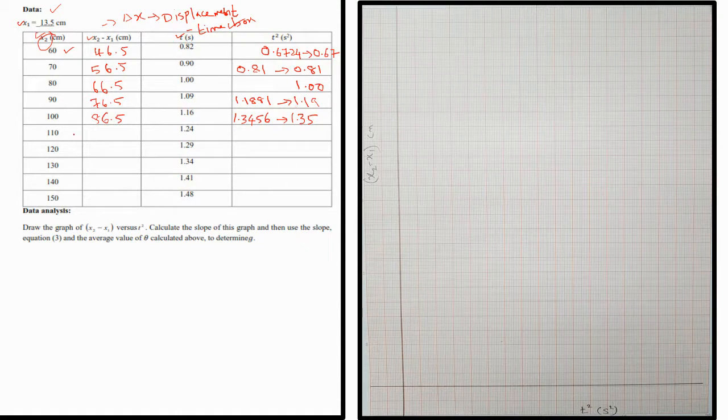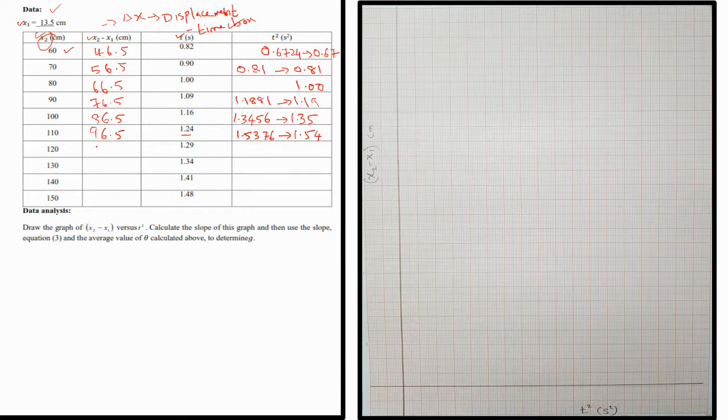Clear. Okay. Likewise, 110 minus 13.5 gives you 96.5. When you square this number, you will get 1.24 squared, which is 1.5376. Am I right? So if you round this number, it is 1.54, because our third digit is 7, so I have to round up the previous number.